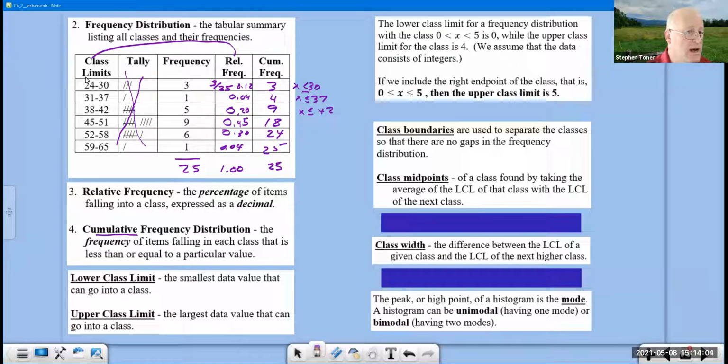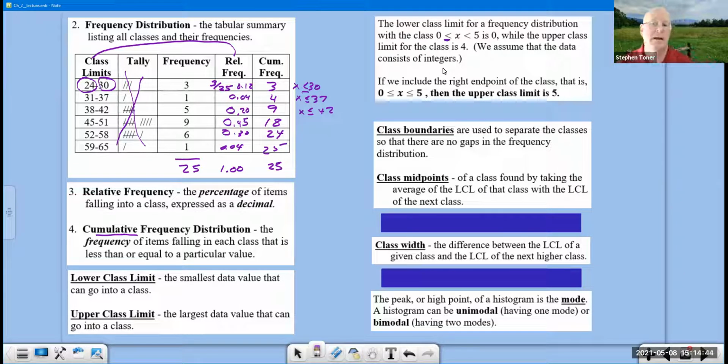So for the first class, it's the 24 that's the lower class limit. And the upper class limit is the largest data value. So for that first class there, the upper class limit would be 30. Now, the lower class limit for a frequency distribution where we do not include the endpoints, well, I meant to have a less than or equal to type there. So that would be lower class limit 0, while the upper class limit is 4 because we're not including the 5. Now that would be if we're dealing with integers or whole number data.